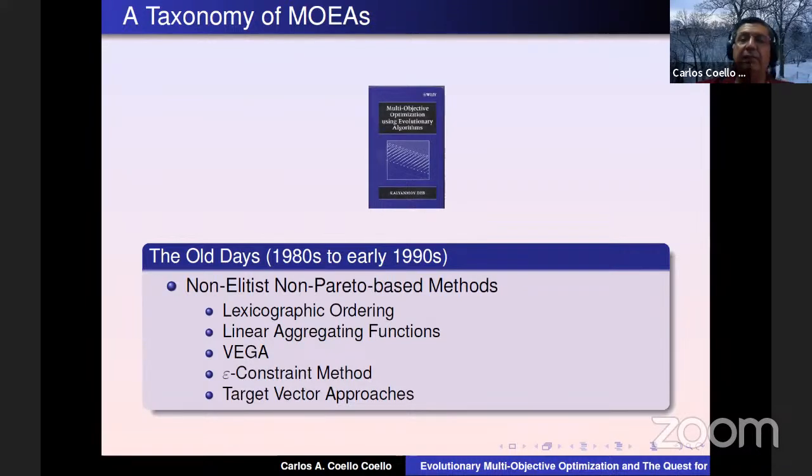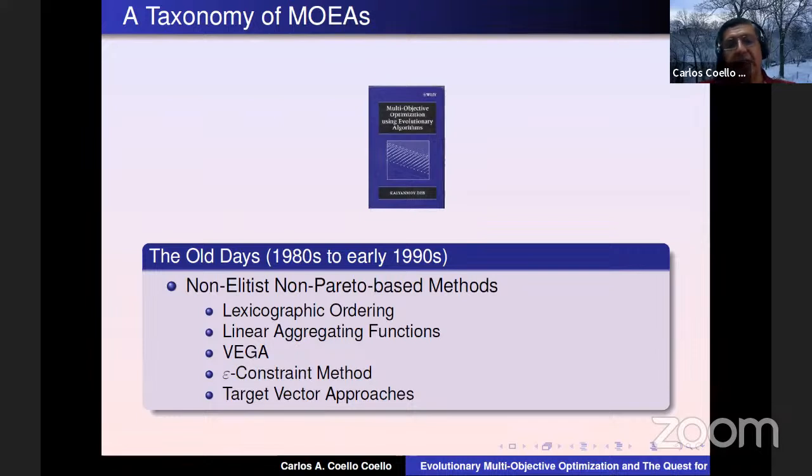From 1985 up to the early 90s, this is what I call the old days of the field. There were a number of very naive, very simple approaches introduced by several researchers. For example, linear aggregating functions, in which we just add up all the objectives into a single scalar value. The objectives may have a weight if they are normalized. Then we transform a vector optimization problem into a scalar optimization problem, which is something an evolutionary algorithm can easily process because they are designed to be scalar optimizers.